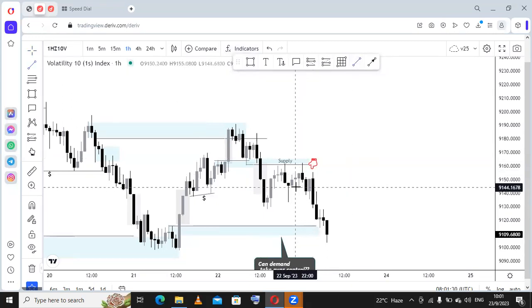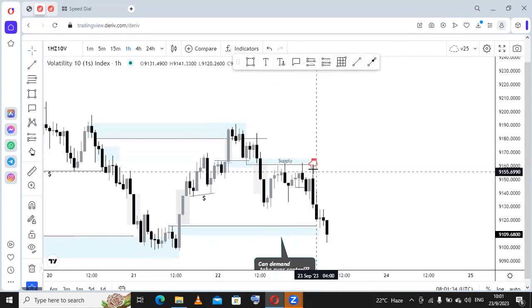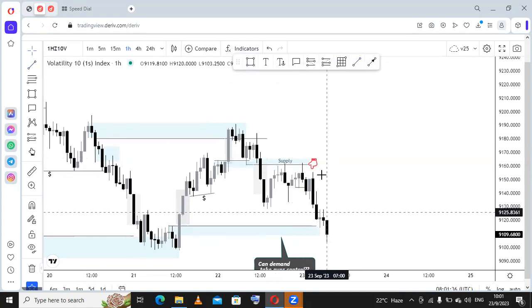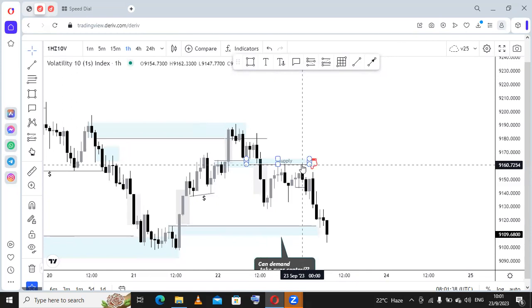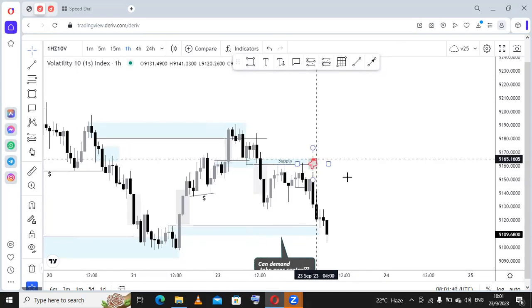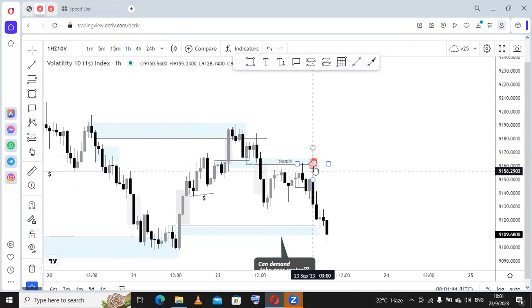Like this happens, cracks, and then you see this was our entry. Like if we were using a smaller time frame, it would make sense. But this was the confirmation entry that you needed.